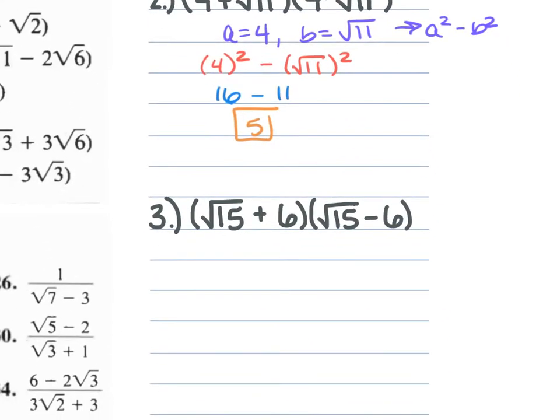For 3, we have the square root of 15 plus 6 times the square root of 15 minus 6. So again, difference of squares. Your a is the square root of 15. Your b is the 6. So this a squared minus b squared is going to be the square root of 15 squared minus 6 squared. So this is going to give us 15 minus 36, which is negative 21.